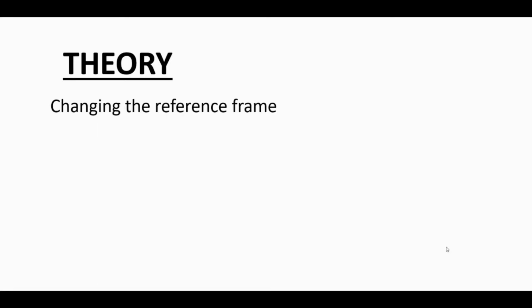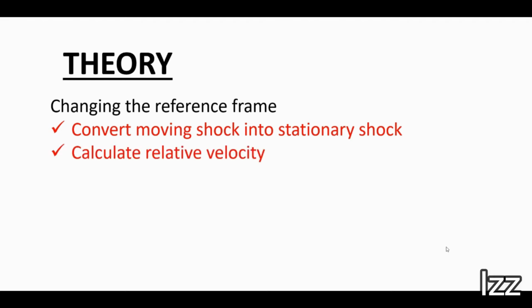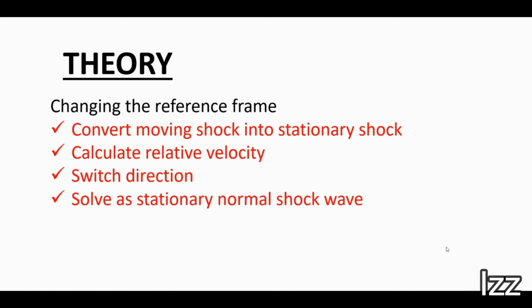Hi, this is Is. For the theory, our idea is to convert moving shock into stationary shock by changing the reference frame. Then, we calculate the relative velocity by switching the direction of airflow and solve it as a stationary normal shock problem. Later on, we reconvert the reference frame to solve for gas velocities in the original reference frame.